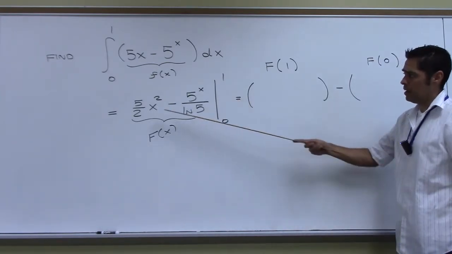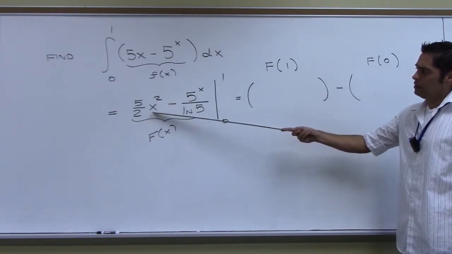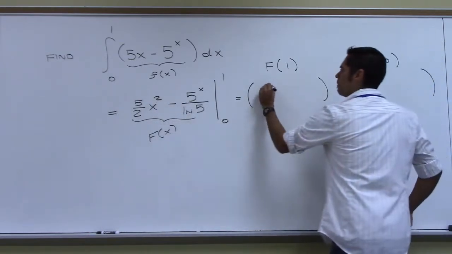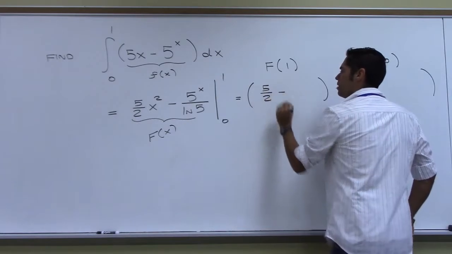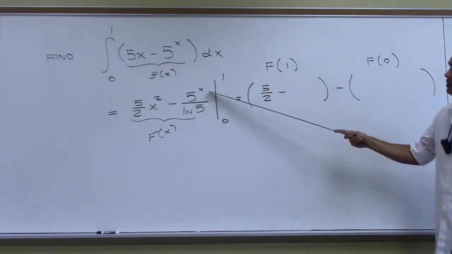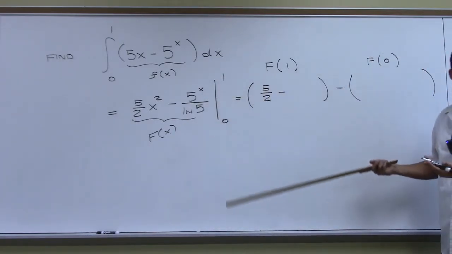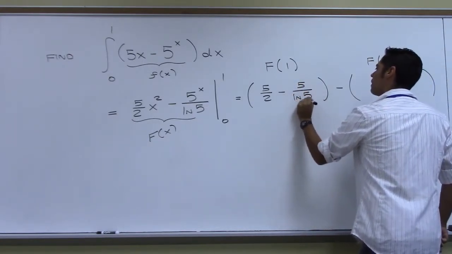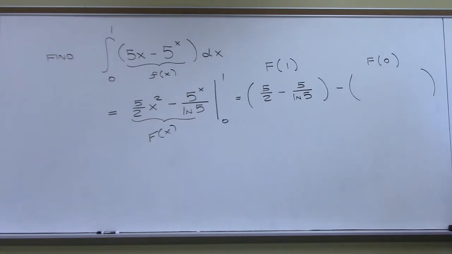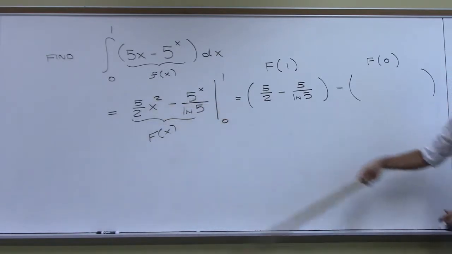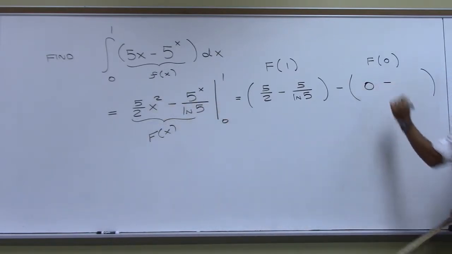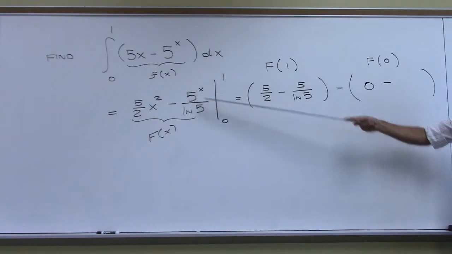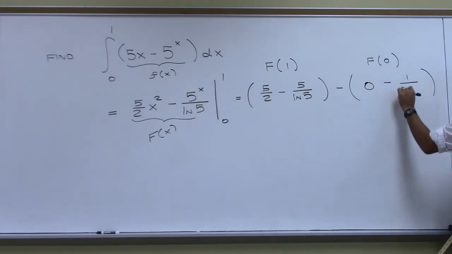What do we get when we plug 1 in right here? Just 5 halves minus what? 5 to the first power, which is just 5 over natural log 5. And then we plug 0 in. What do we get when we plug in 0? 0 squared, it's gone, right? Minus, what's 5 to the 0? 1. 1 over natural log 5.